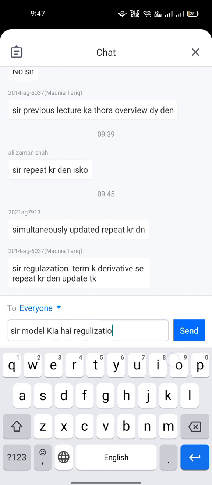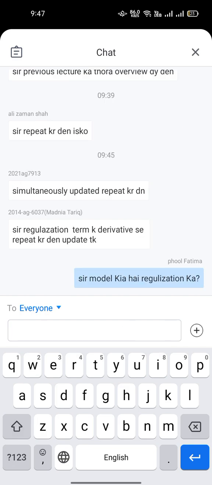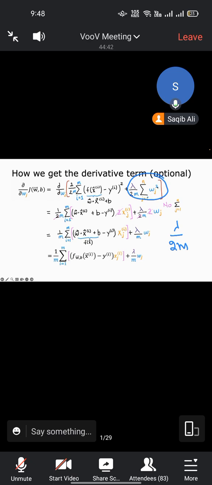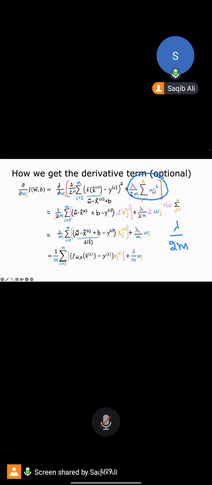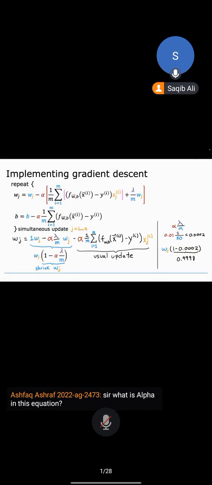The derivative is very simple. I will repeat that. This is our term. If we take the derivative of this term, what will it be? Lambda by 2m, derivative of wj square summed is 2wj, so it becomes 2wj. The 2 cancels with the 2, and we are left with lambda wj by m. So this is the derivative. Later on, we put this term into the update.